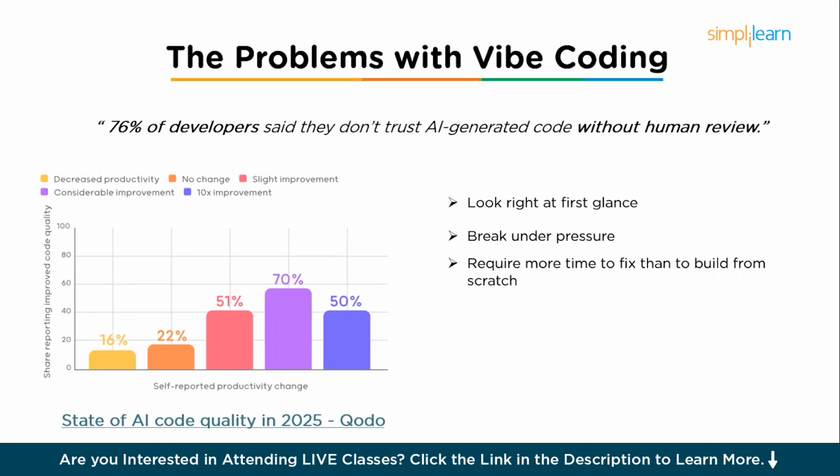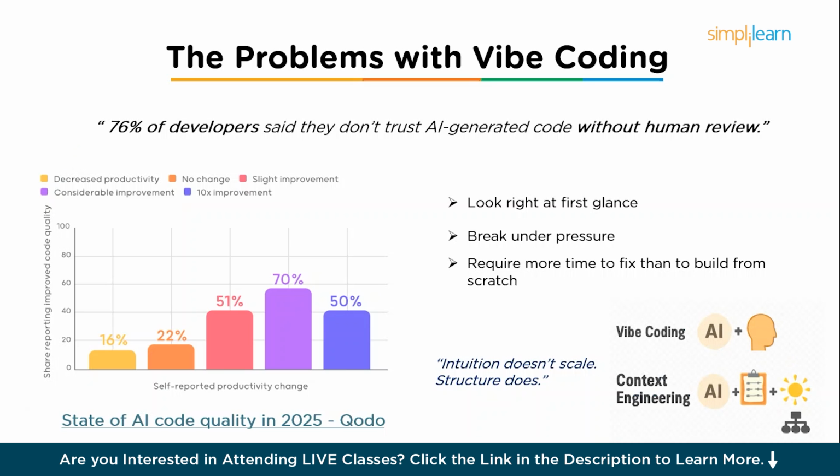The core issue with vibe coding was that it was based on intuition and not intention. You hope the AI gets it right, you assume the structure is okay, you skip the hard thinking. As a famous person once brilliantly said, intuition doesn't scale, structure does. So vibe coding is basically AI plus guesswork, and context engineering is AI plus planning, clarity, and structure. So if vibe coding is just winging it and context engineering is all about building smart, then where does prompt engineering fit in? Let's clear that up next.